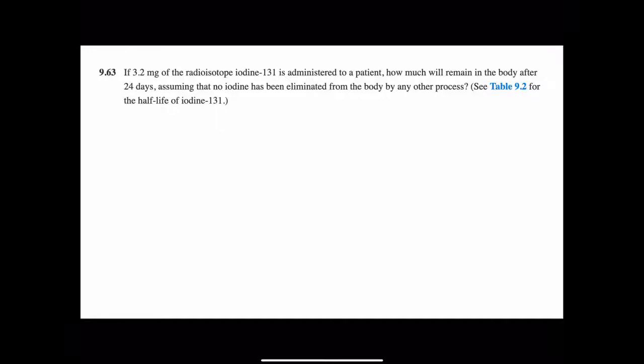Question 9.63 deals with half-lives. It says, if 3.2 milligrams of the radioisotope iodine-131 is administered to a patient, how much will remain in the body after 24 days, assuming that no iodine has been eliminated from the body by any other process? And it tells us to look in table 9.2 for the half-life of iodine-131.